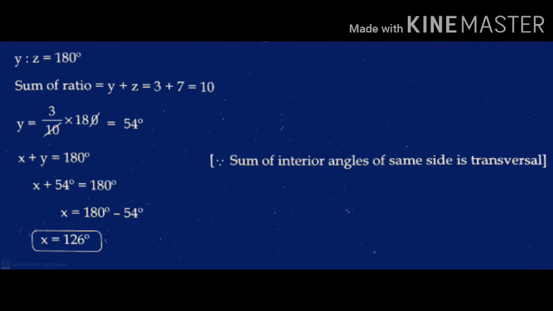Next step, X plus Y is equal to 180 degrees, since the sum of interior angles on the same side of the transversal is 180 degrees. Next step, X plus substitute Y value, that is 54 degrees, is equal to 180 degrees. X is equal to 180 degrees. Transposing 54 to the right side of the equation, it becomes minus 54 degrees. After subtracting, we get X is equal to 126 degrees.